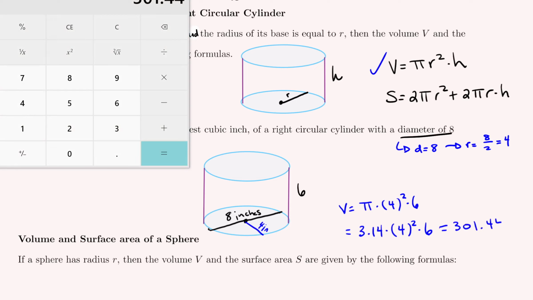301.44. Now we know the units of area are squared units, but the units of volume are cubic units because you've got a unit squared times the other unit, so that's inches squared times inches would give us inches cubed.